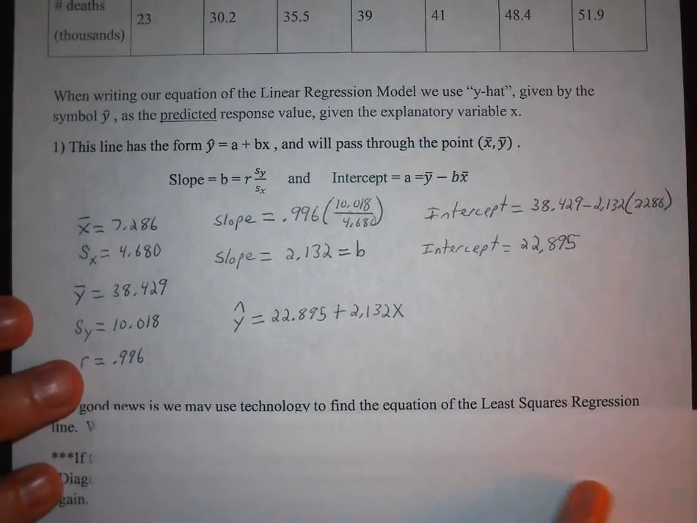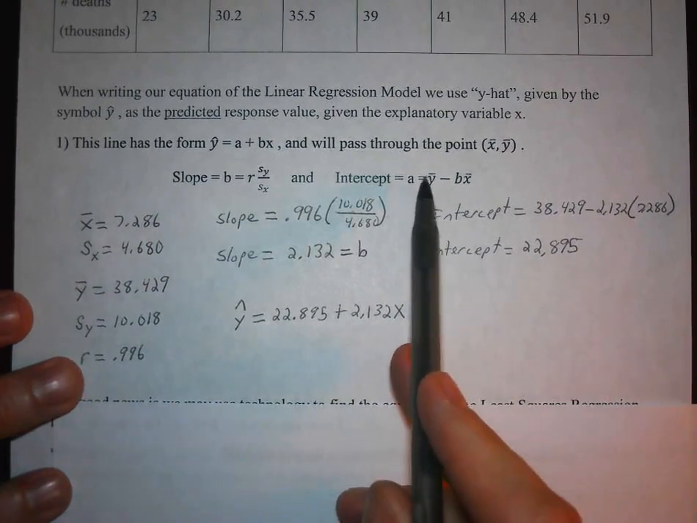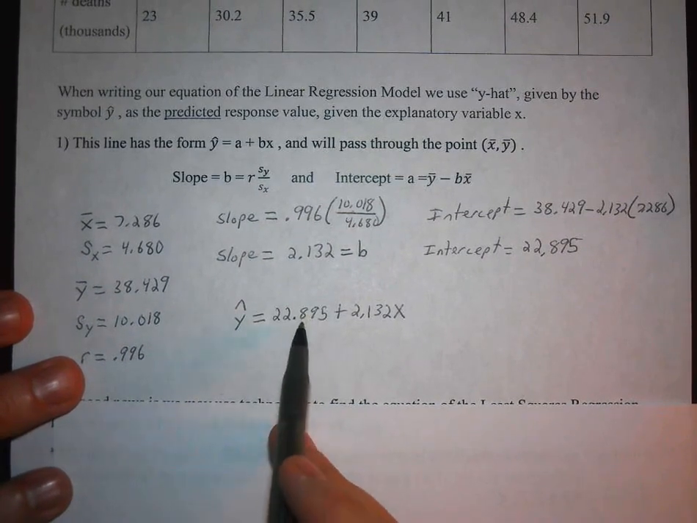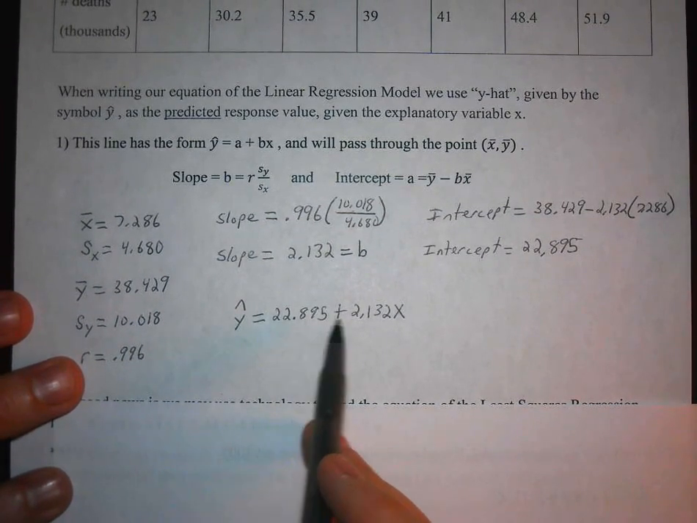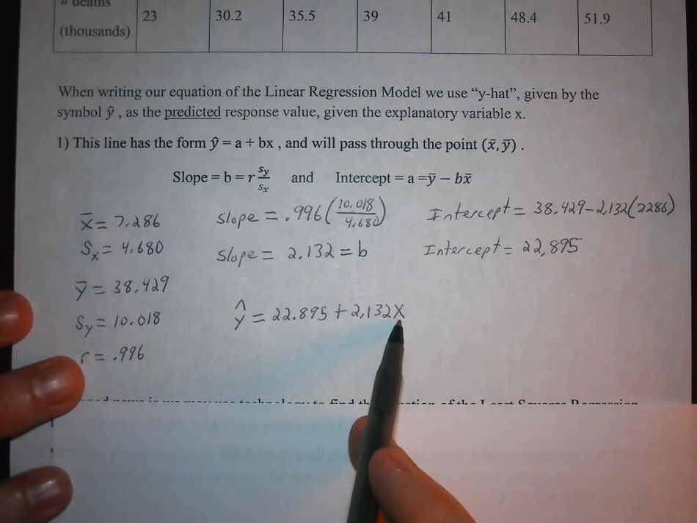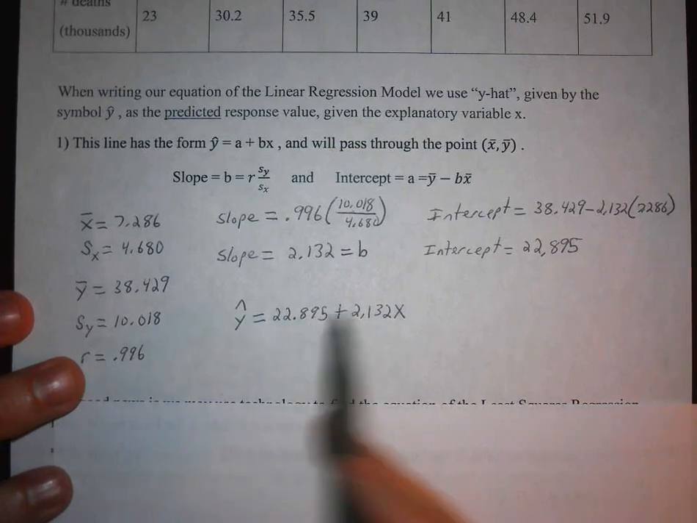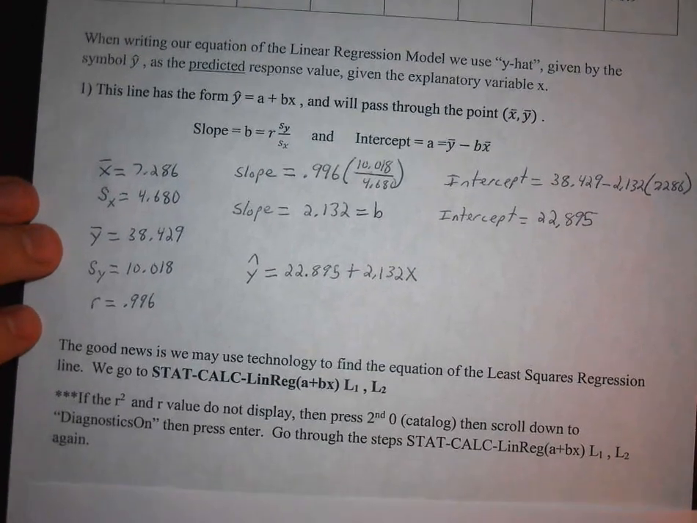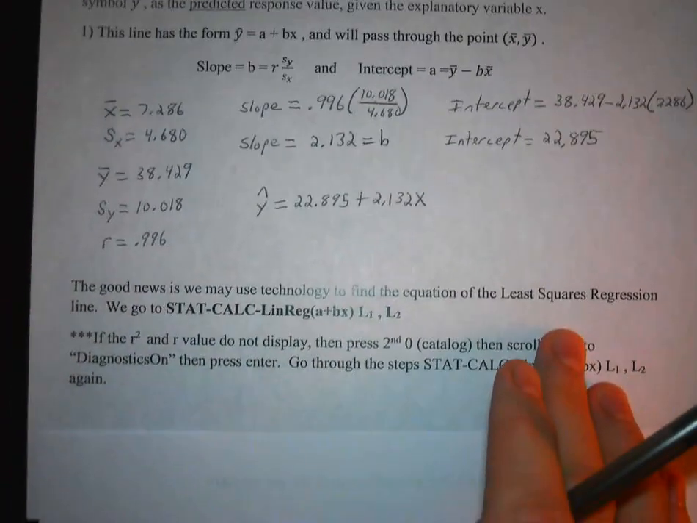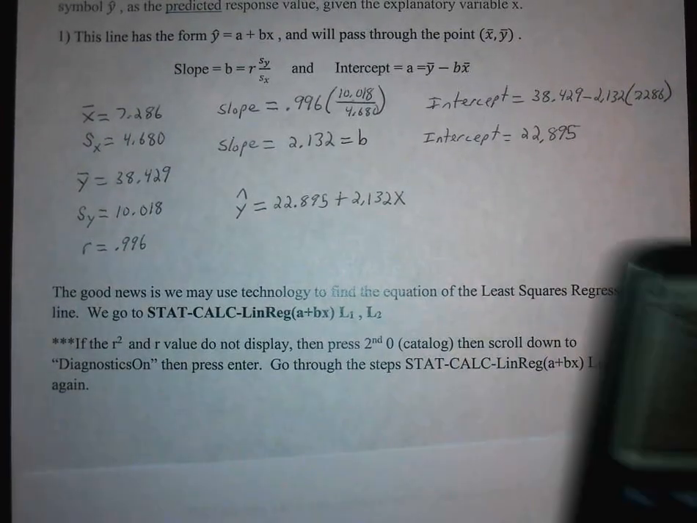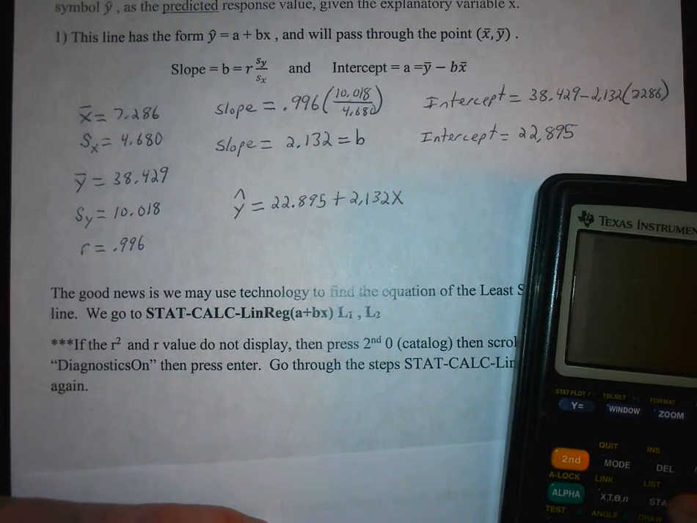Okay, so using the formulas, our regression equation is a, which is our intercept, plus bx. So y hat equals a, which is 22.895, plus 2.132 times x. Okay, so that is our linear regression model or line of best fit. And the good news is we can use technology to find the equation of the least squares regression line. And we've already done it a few times now.